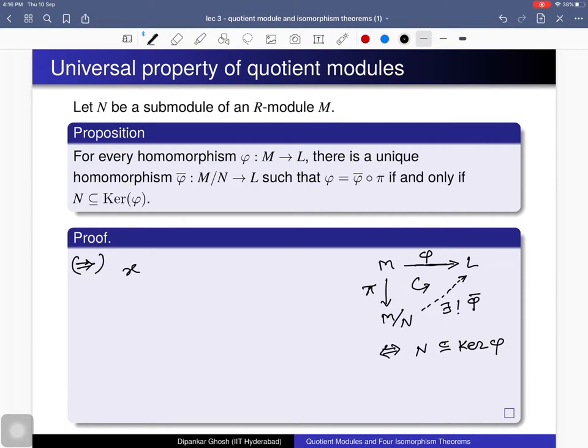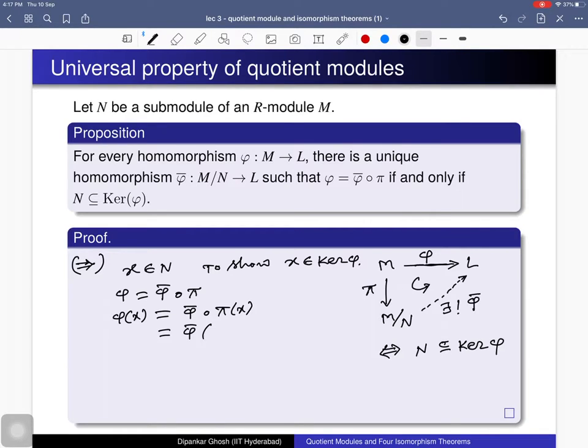So here you consider an element x of n, and suppose this module homomorphism you can lift to phi bar such that you have this equality: phi equal to phi bar compose pi. Now you want to prove that this x is there in kernel phi. So you just take phi of x, it is the same as phi bar compose pi of x. And what is pi of x? It is just x plus n.